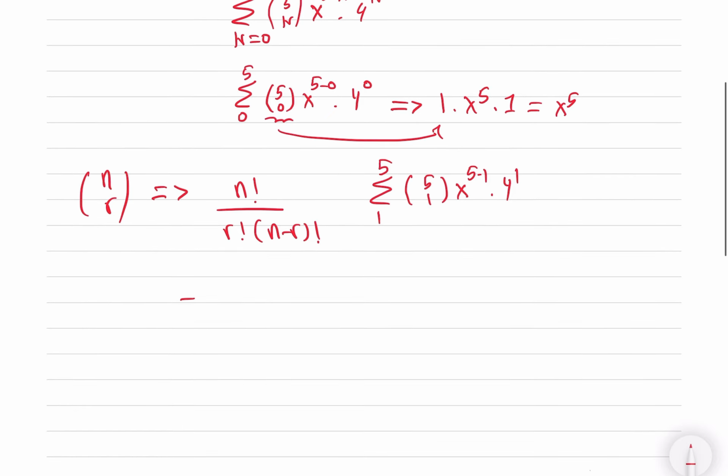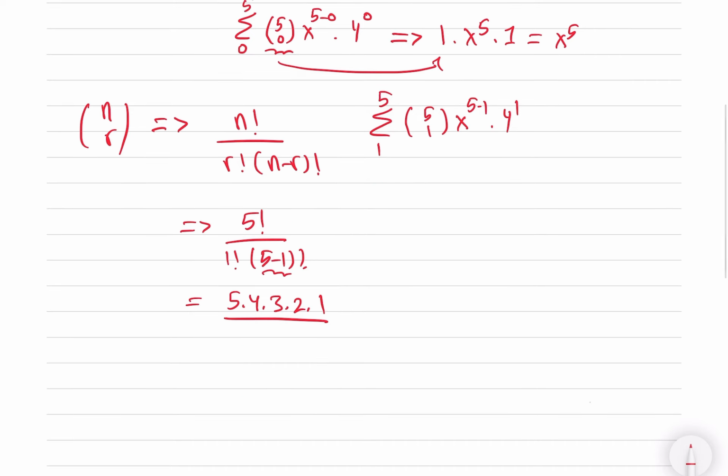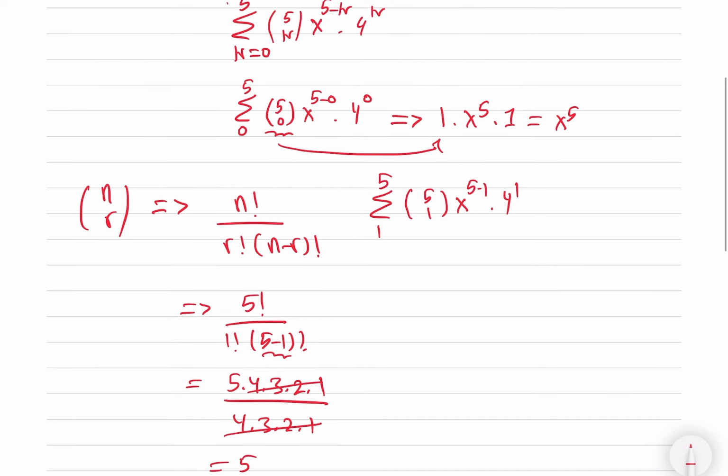So how do I deal with 5, 1? You simply write that down. What is it equal to? It's 5 factorial divided by 1 factorial times 5 minus 1 factorial, which is simply what? 5 times 4 times 3 times 2 times 1. 1 factorial is just 1. And this is 4 factorial, right? What is 4 factorial? It's 4 by 3 by 2 by 1. These cancel out. The answer is simply 5. So now I have 5 multiplied by x to the power of 4 multiplied by 4, which is simply 20x^4.